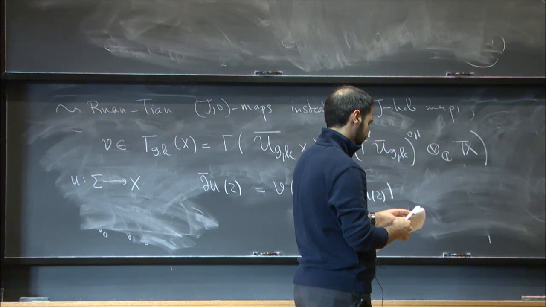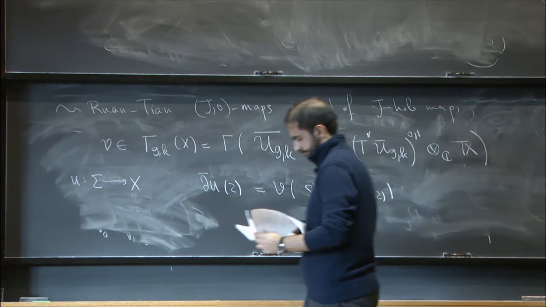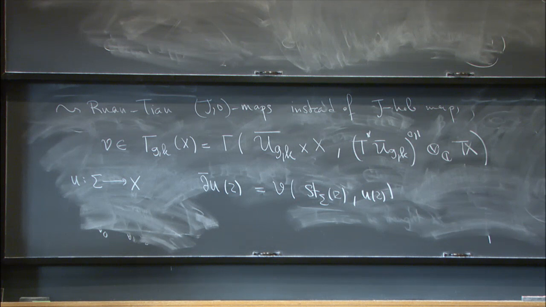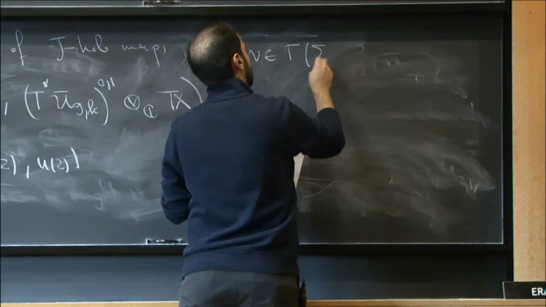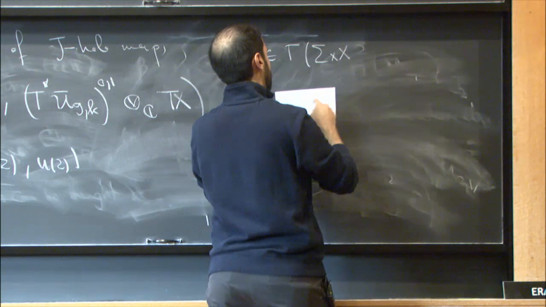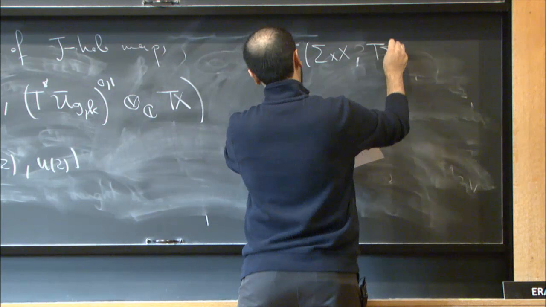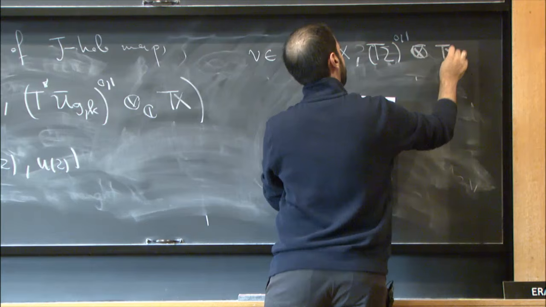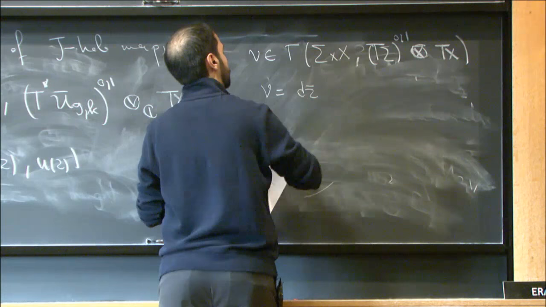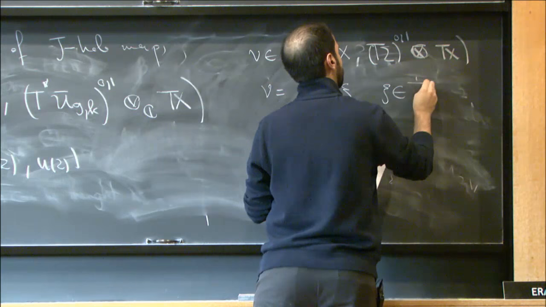So in this specific example, well, in the classical case, v is going to be a section of sigma times x. This is like when you fix the j, the universal curve is just sigma. You have x, and then T*sigma^{0,1} tensor TX. For example, you can take something of the form dz bar tensor psi, where psi is just a section of TX. And this deformation is enough to get the transversality.